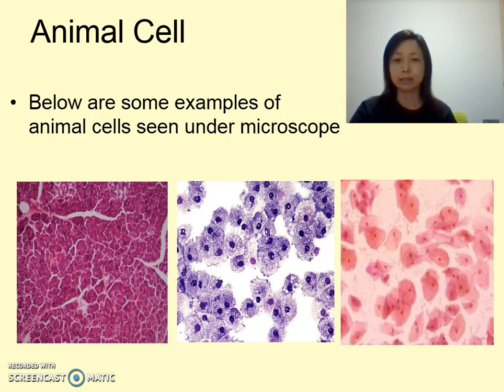The various colors are due to dyeing. We put some color dye on the cells so that you are able to see them clearly under the microscope. So if you use a color dye of green, it will appear green. If you use blue, it will appear blue. Do you see any similarities between these cells?